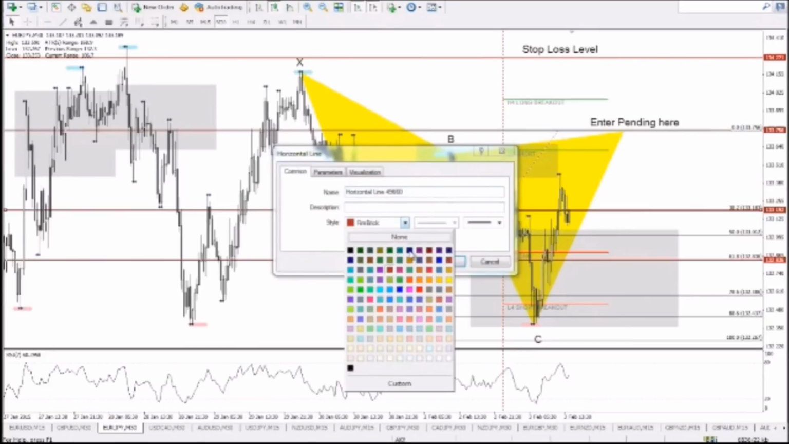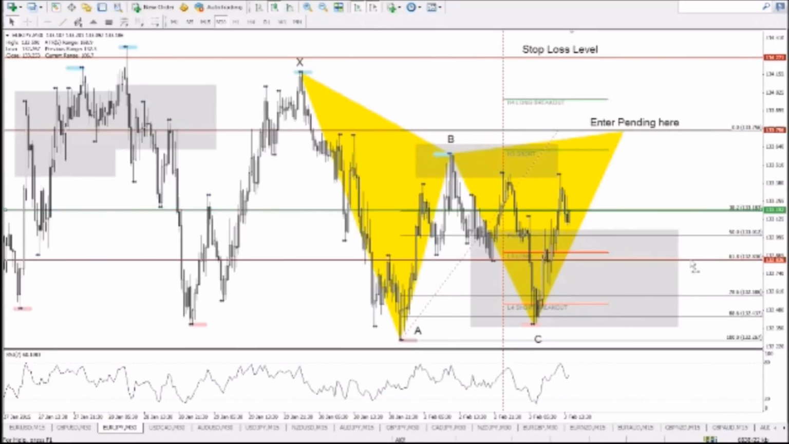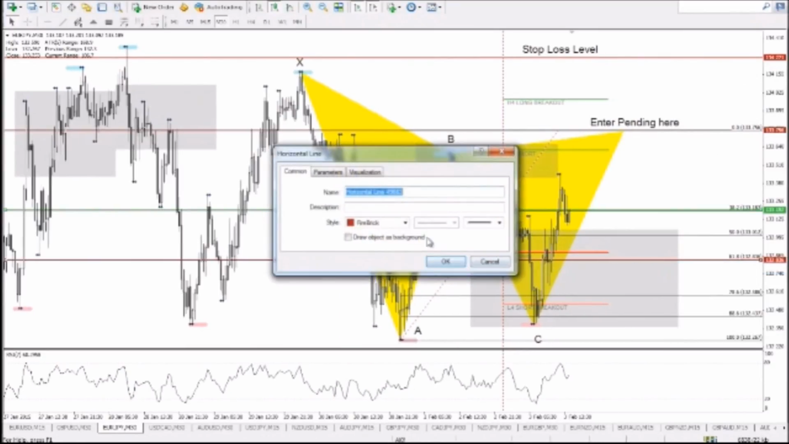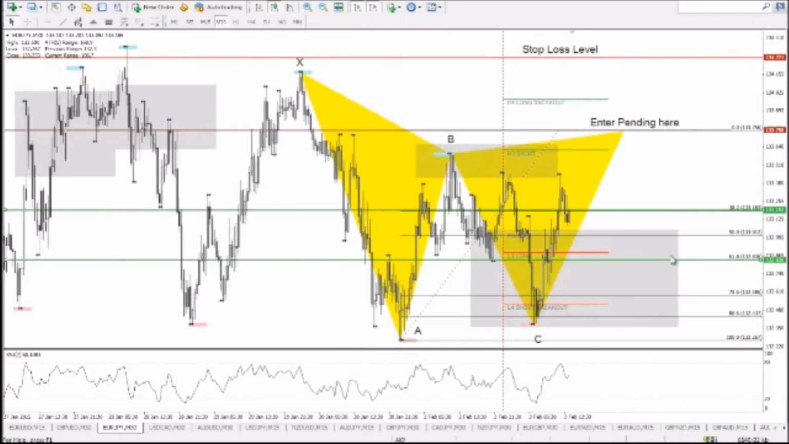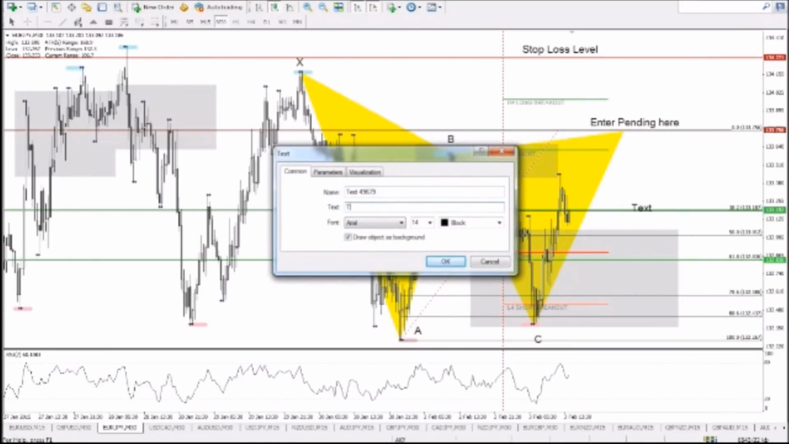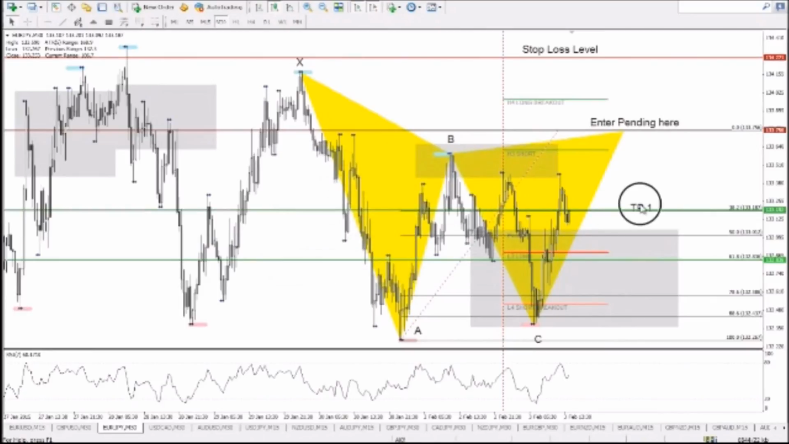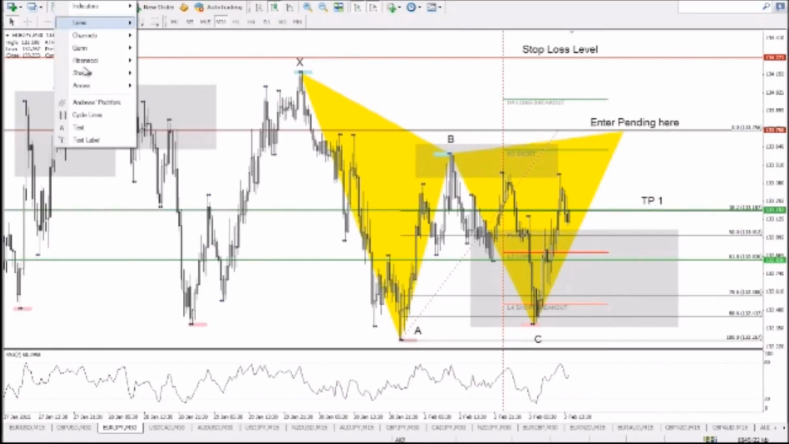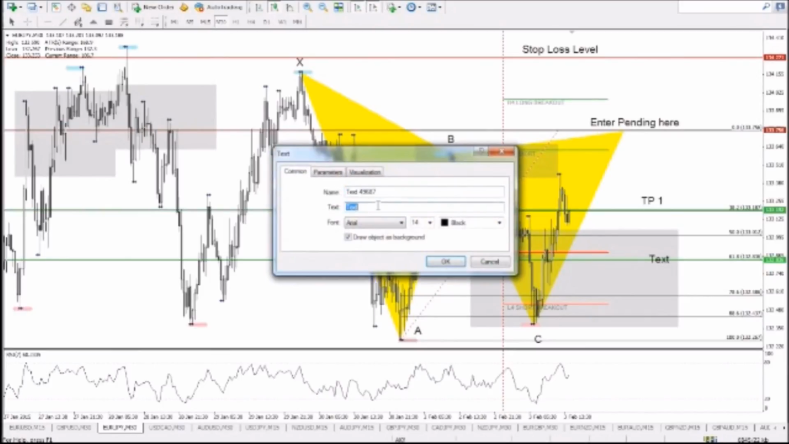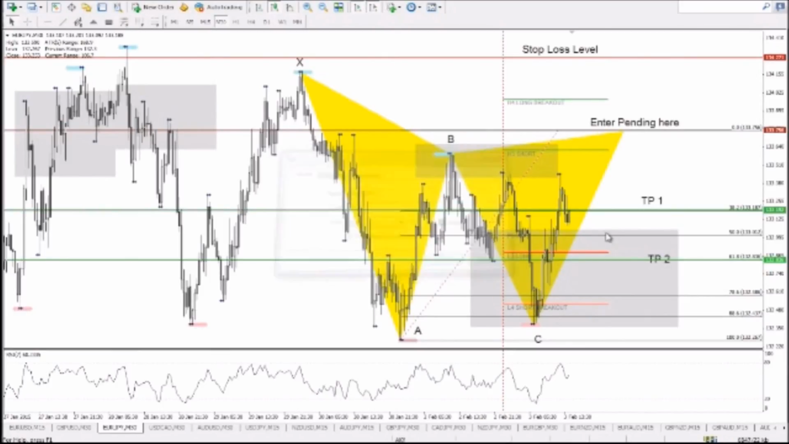If I change the color to green for take profit, this will be your TP1. This will be your TP1. And this will be your TP2. So that's basically how you manage your entry level, your stop loss, as well as your take profit levels 1 and 2.